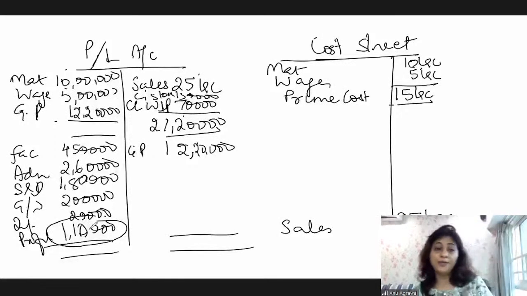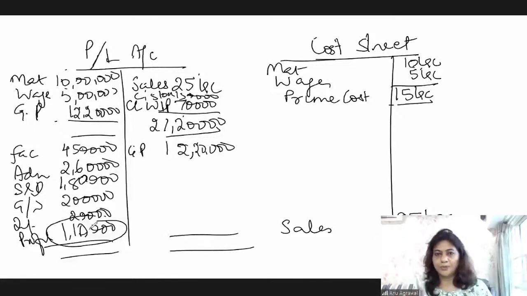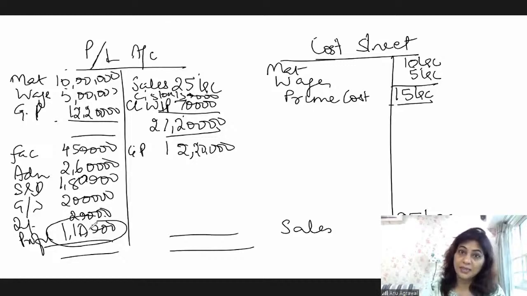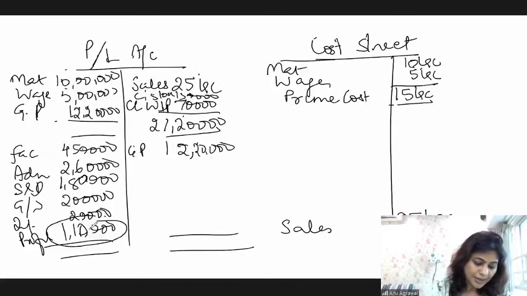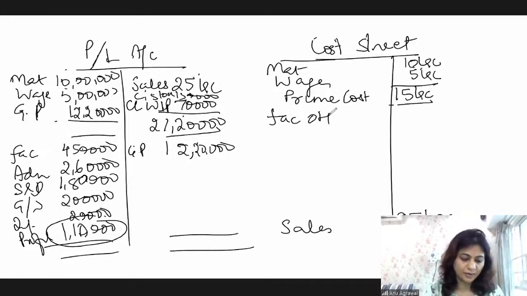Now this is the profit as per profit and loss account. If I have done any error, we can check it out, right? This is profit and loss account. No problem here. I just put in the figures. Now let's make up the cost sheet. I have already put in material and wages, 15 lakh. Now I have got factory overhead. Now I can't put factory overhead directly as 4,50,000. I need to look into the information.